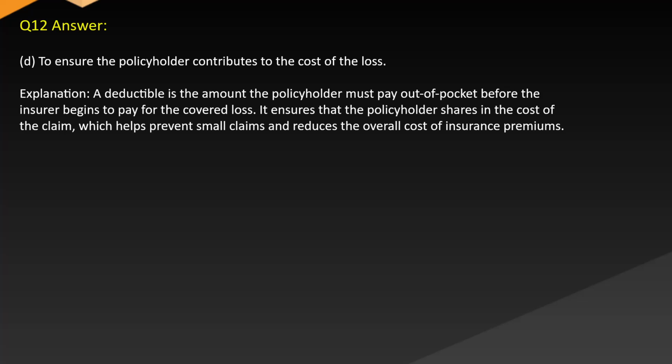Answer. D. To ensure the policyholder contributes to the cost of the loss. Explanation. A deductible is the amount the policyholder must pay out of pocket before the insurer begins to pay for the covered loss. It ensures that the policyholder shares in the cost of the claim, which helps prevent small claims and reduces the overall cost of insurance premiums.